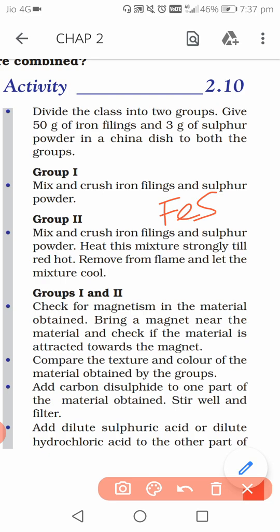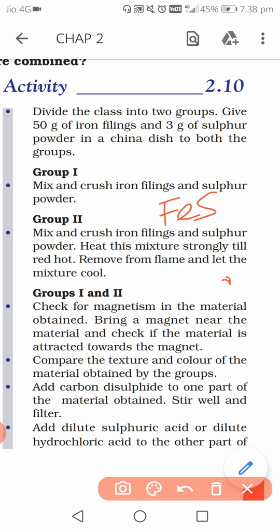But with group 1, nothing like this will happen, because they are not heating. They have just kept the things as they are. So in group 1 we have a mixture, but in group 2 we have a compound, because iron sulfide is formed. In iron sulfide, iron is not retaining its property, and sulfur is not retaining its property. They have become something else, and the color of iron sulfide is blackish brown.